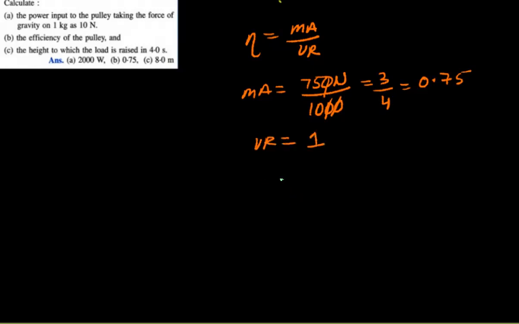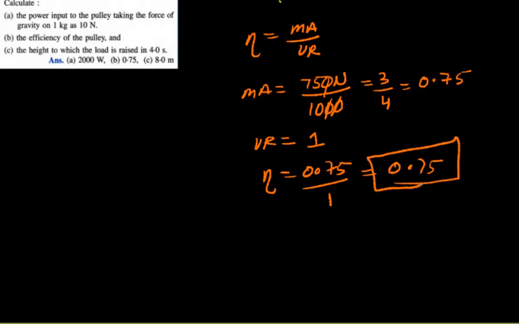So now let's try to find what is the efficiency. Efficiency equals 0.75 divided by 1, which is also equal to 0.75. This is the efficiency of the pulley. Now let's find the third part, which is the height to which the load is raised in 4 seconds. Now remember, in a fixed pulley, the distance moved by the load is always equal to the distance moved by the effort. If the distance moved by the effort is equal to 8 meters, then the distance moved by the load is also equal to 8 meters.